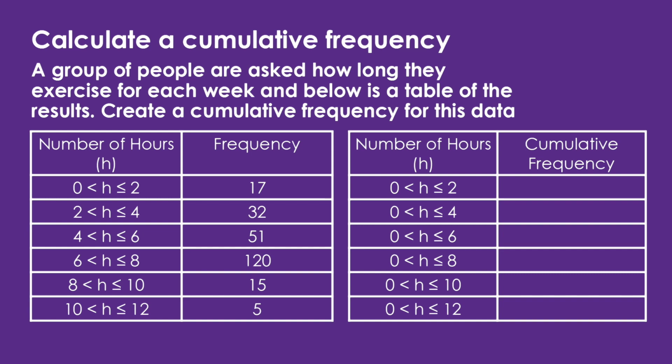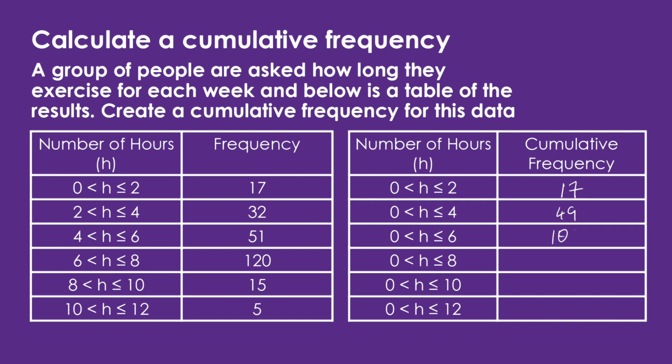The cumulative frequency is where the class interval increases in size as it goes through the data to include the data that preceded it. Therefore, we can see that the first category of greater than 0 and up to and including 2 still has 17 in. However, the next category is a combination of the first two, and therefore states that greater than 0 and up to 4 will equal 49.